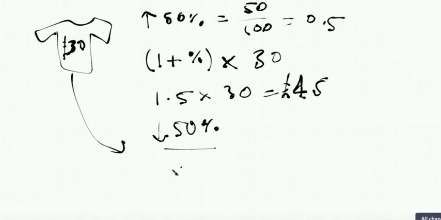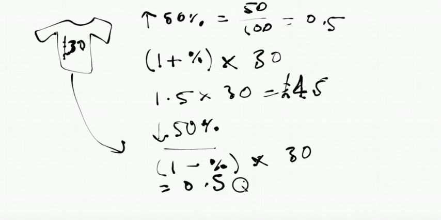Right. What we would do then is we do 1 minus the percentage that it's decreasing by, and then multiply that by the amount, which is 30. So we know that 50% is 0.5. 1 minus 0.5 gives us 0.5. So the answer becomes 0.5 times 30, which is 15. Therefore, decreasing by 50% gives us a new value of £15.